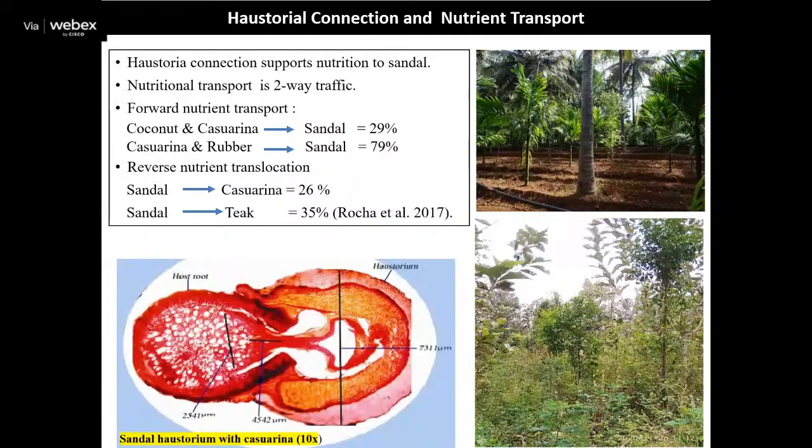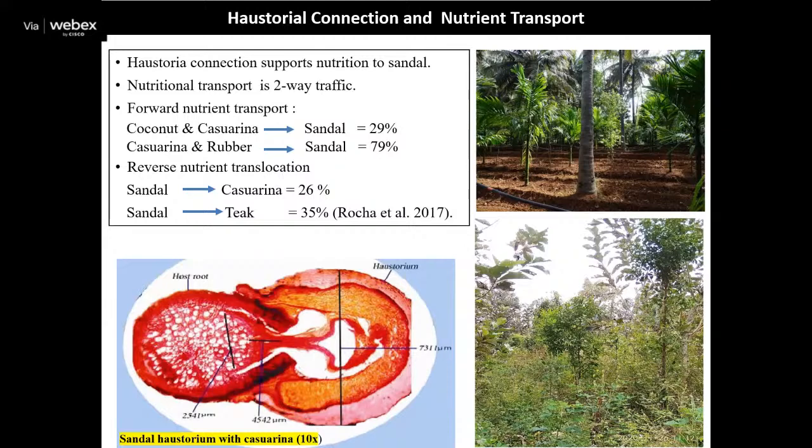And this is a technical issue: how the plant will take nutrients between the host and sandal. The sandal and host nutrient transport is like a two-way transport. Either plant will take nutrients with the help of the haustorial connection. This haustorial connection acts as a physical as well as physiological bridge between these plants. Sometimes some plants will take over nutrients from the sandal, and in some cases the sandal will take more nutrients. It depends upon their absorbing or physiological potential.